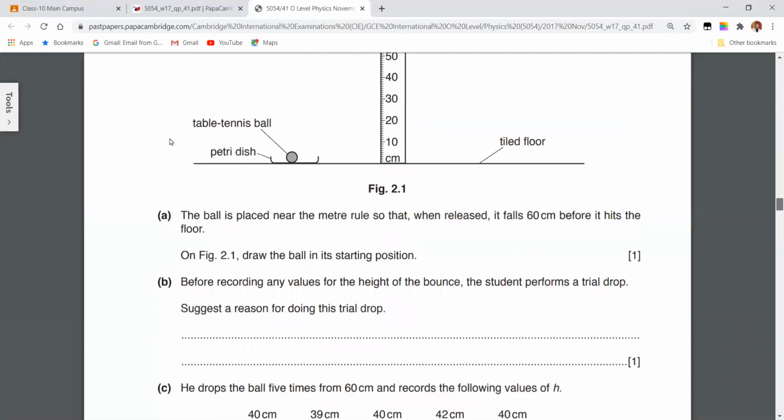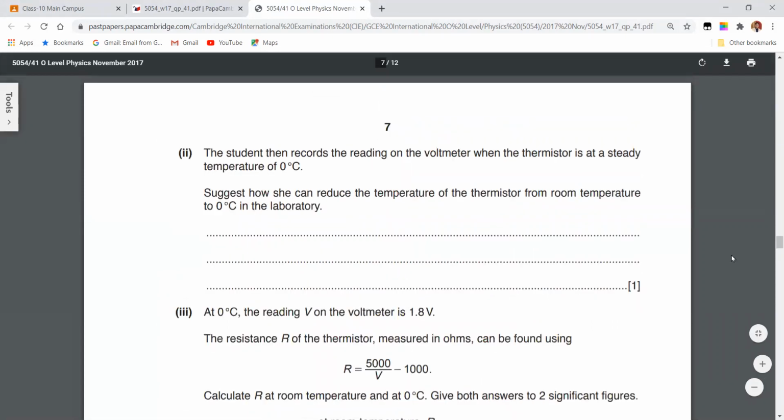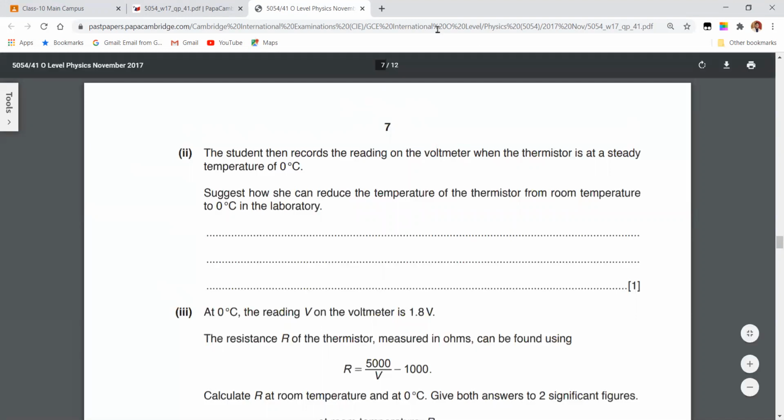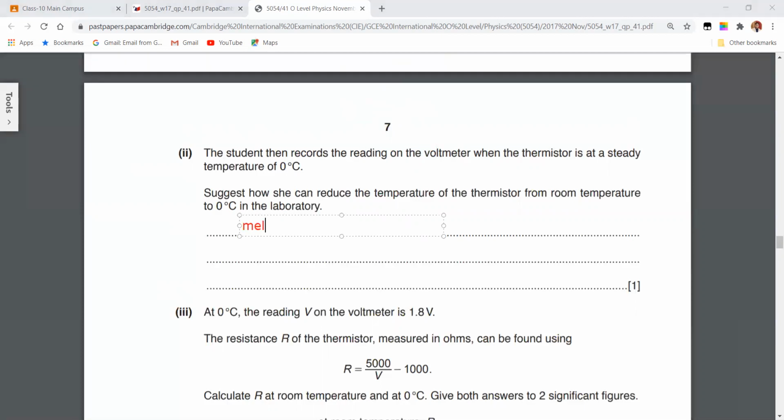By putting ice near the thermistor, because ice is 0 degrees Celsius. Very good idea. So that one is correct, and you should add another word, and that is melting ice, because melting ice is the standard for 0 degrees Celsius. If it is not melting ice, that could be less than 0 also. So if you write melting ice.